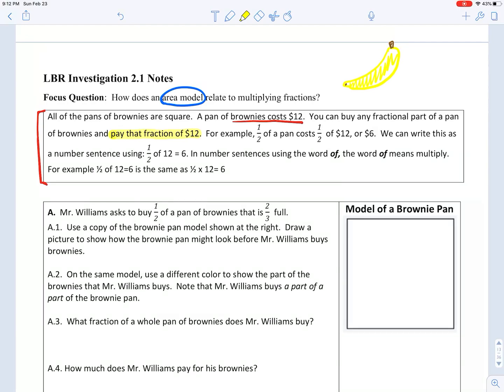We're going to be doing a lot of word problems, and sometimes keywords can help us out. In this little informational paragraph, it says that in number sentences, using the word of means to multiply. So if you see 1/2 of 12, you would do 1/2 times 12. Or if you saw 2/4 of 16, you would do 2/4 times 16, and so on and so forth. So I think those are pretty much the important parts here. Let's take a look at the actual problem then.